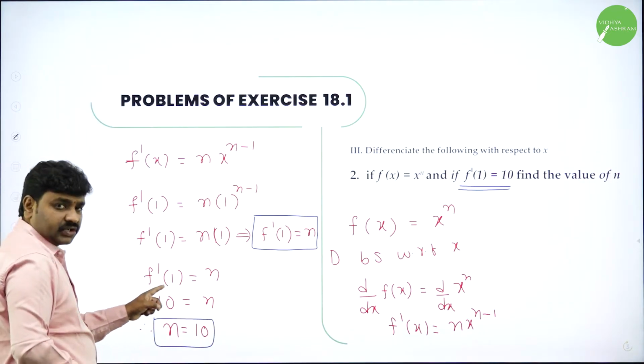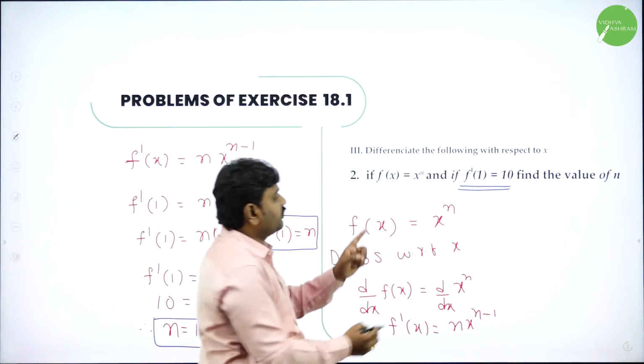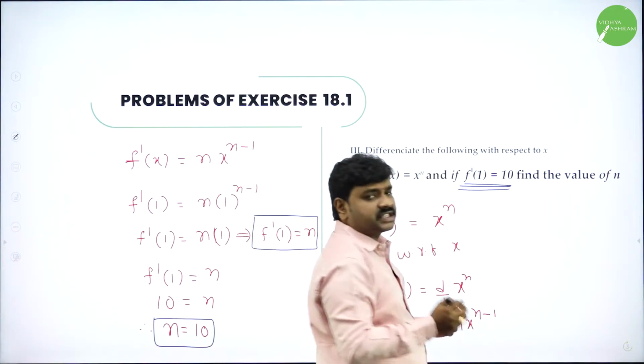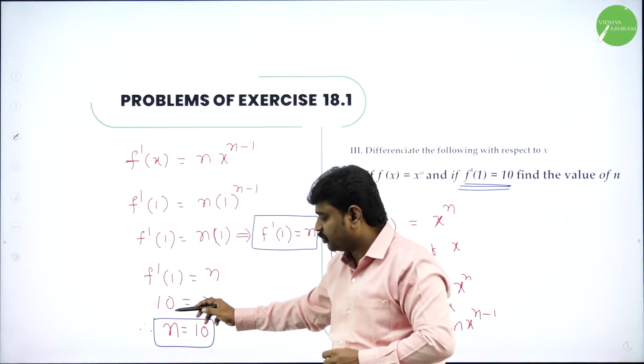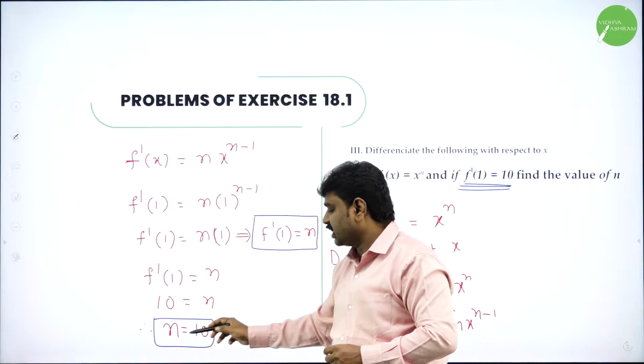So in place of f dash 1, I am putting 10 because they have given it. What is f dash 1 they gave? f dash 1 given is 10. So in the place of f dash 1, put 10. So 10 is n, or n is equal to 10.